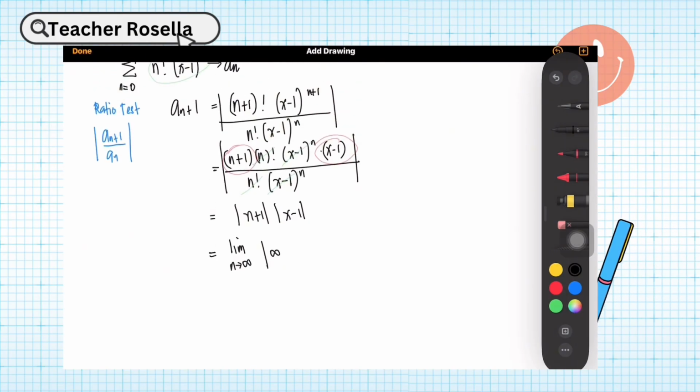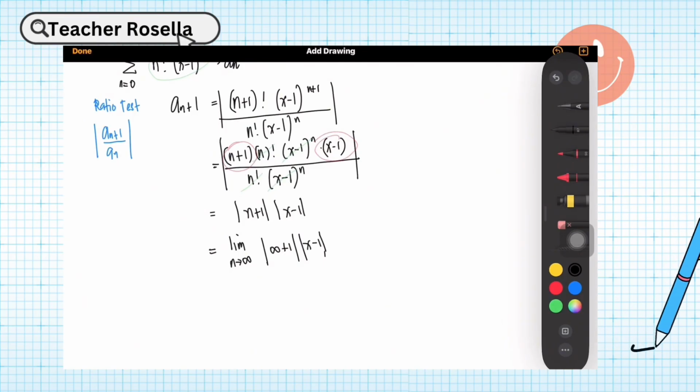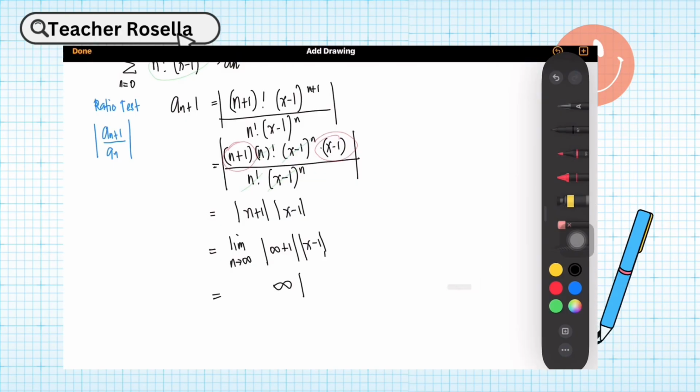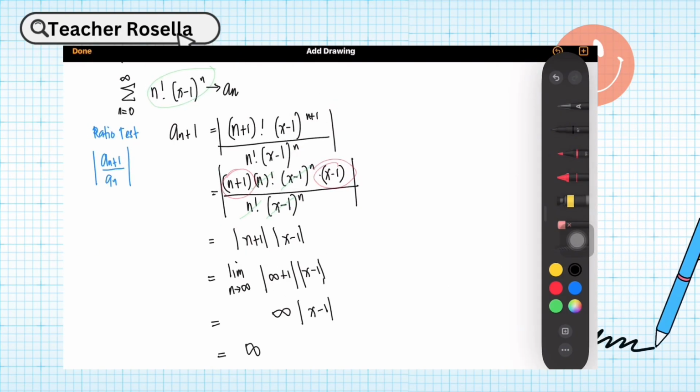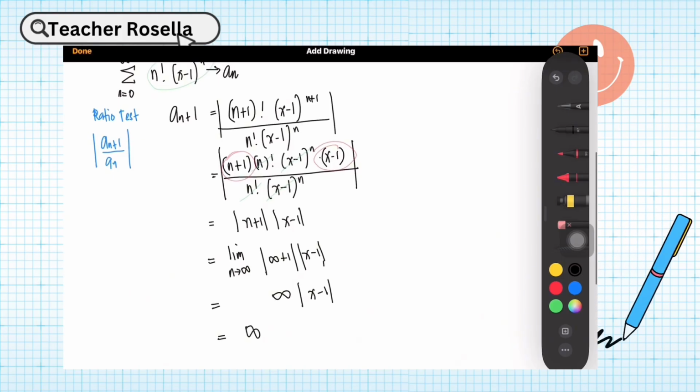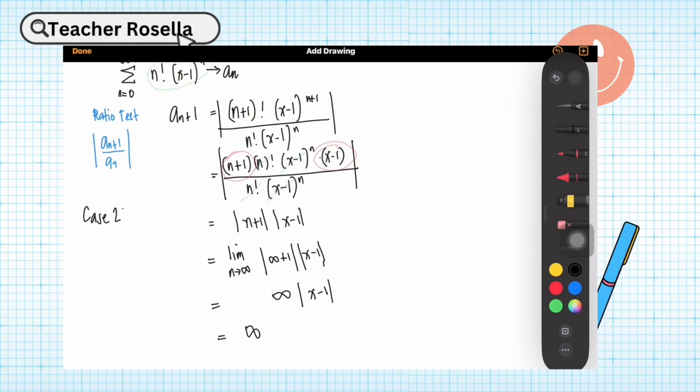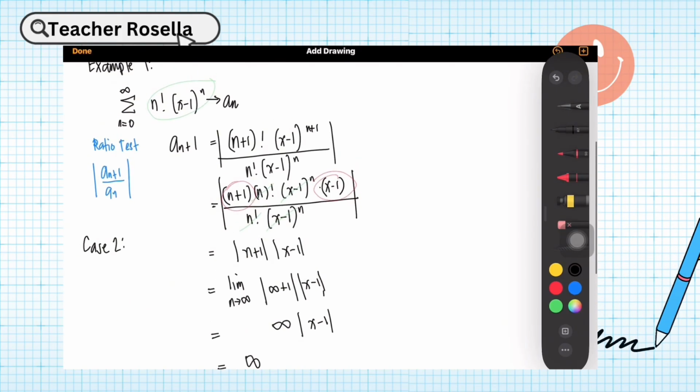We just have to substitute infinity for n. We have the absolute value of infinity plus 1 times the absolute value of x − 1. So now infinity plus 1 is also infinity, times the absolute value of x − 1. Infinity times any value of x is just equal to infinity. So as you can see, we have the limit of infinity.